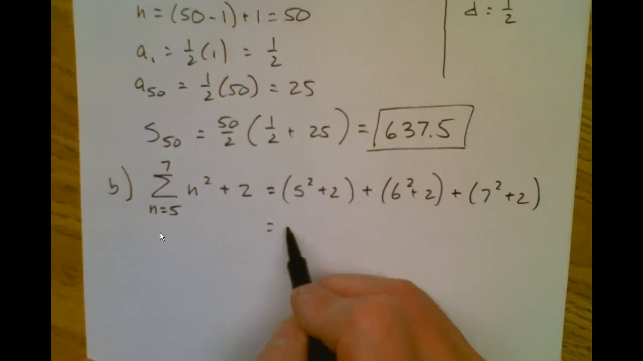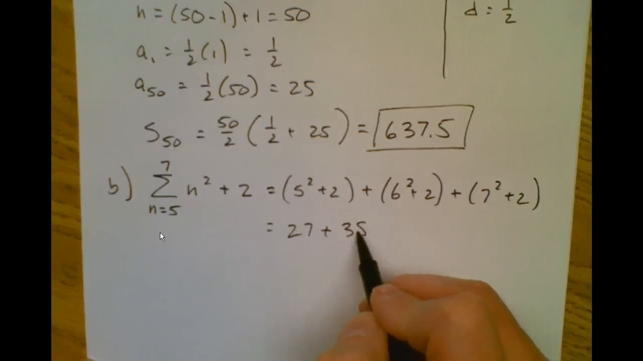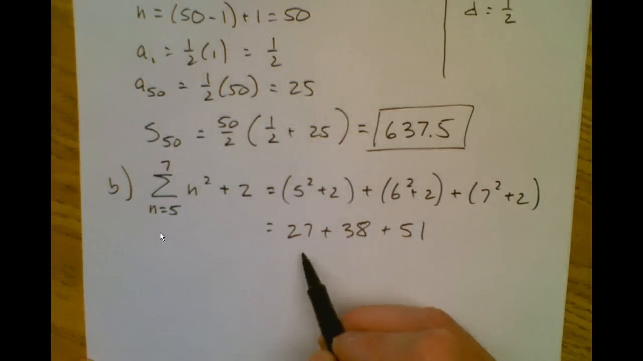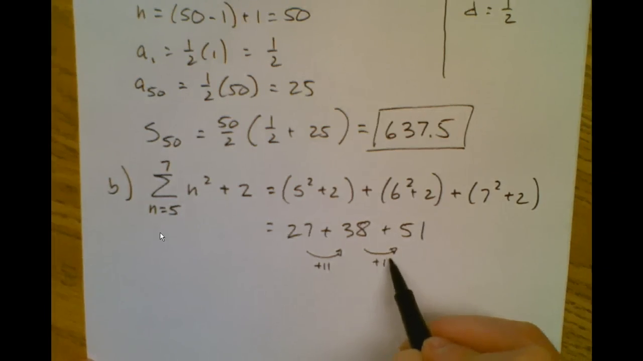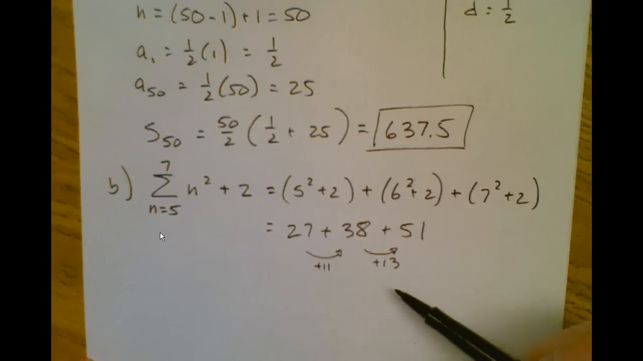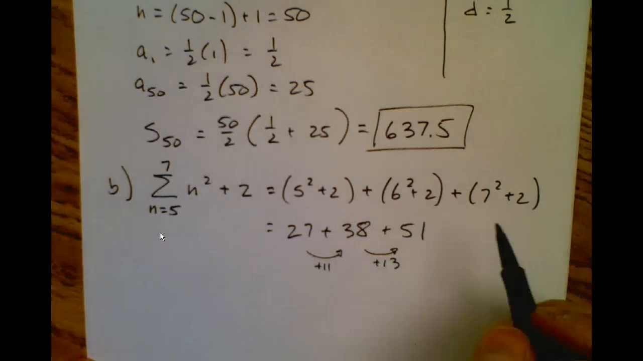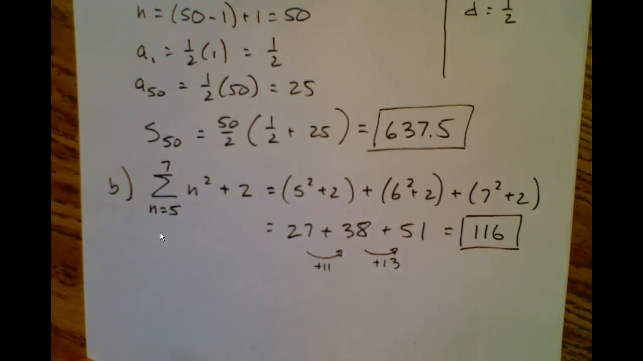So now I've got 25 plus 2 is 27, 36 plus 2 is 38, 49 plus 2 is 51. And if you take a look at the pattern here, for this one we're going up by 11, and for this one we're going up by 13. So since we don't have a common difference, we couldn't use our formula for an arithmetic sequence anyway. So we would have to figure this out. The only way we know how right now is to figure out each term and then add them. So this turned out to be 116. Make sure you write down any questions and you ask them in class.